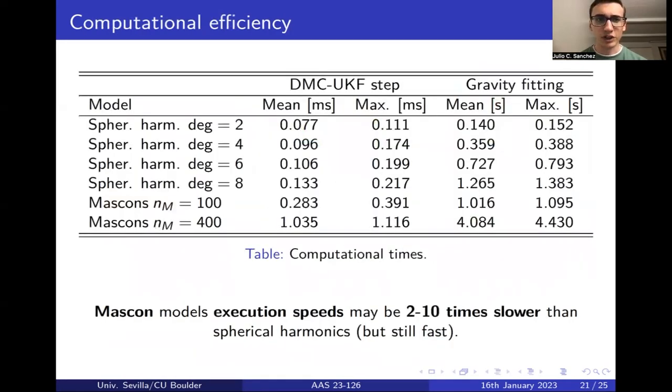In terms of computational efficiency, we acknowledge that the Mascon model execution times may be typically 2 to 10 times slower than spherical harmonics, but still they are fast. The UKF step usually takes on the order of milliseconds for the Mascons, and the gravity fitting is on the order of seconds. And we have not exploited the parallelization that you can do with Mascon models.